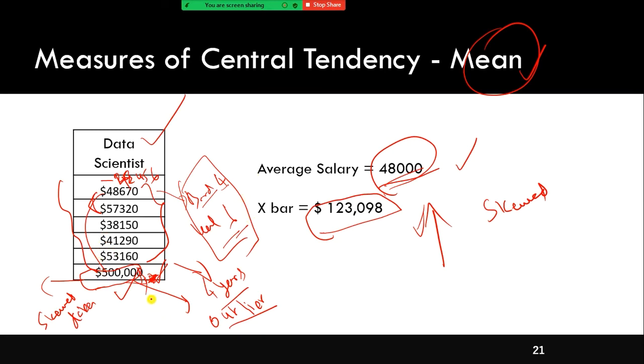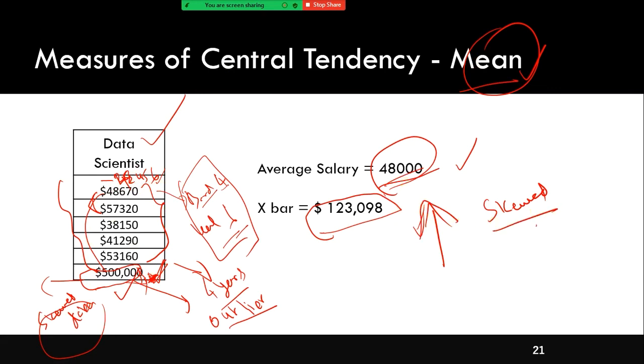There is a formula for outlier. At this moment, just think that an extremely high value or an extremely low value is called an outlier. If you have an abnormally or unusually high or low value in your data set, we call it skewed data. With this skewed data, if you use mean, your mean value will also get skewed.